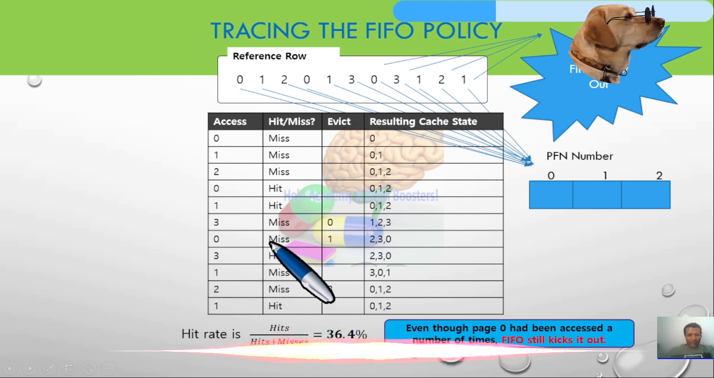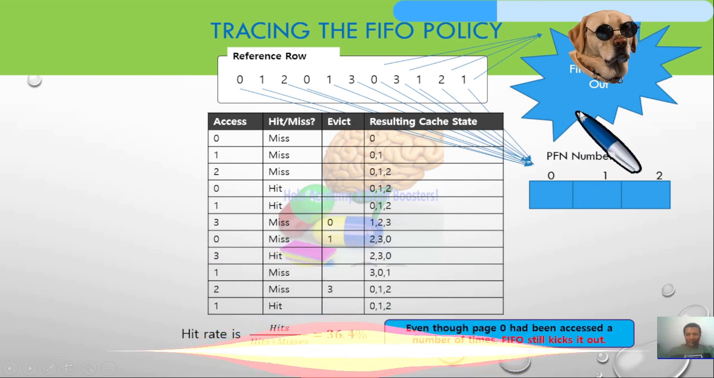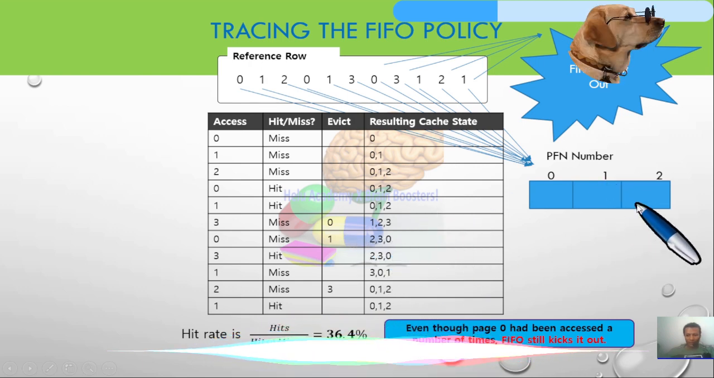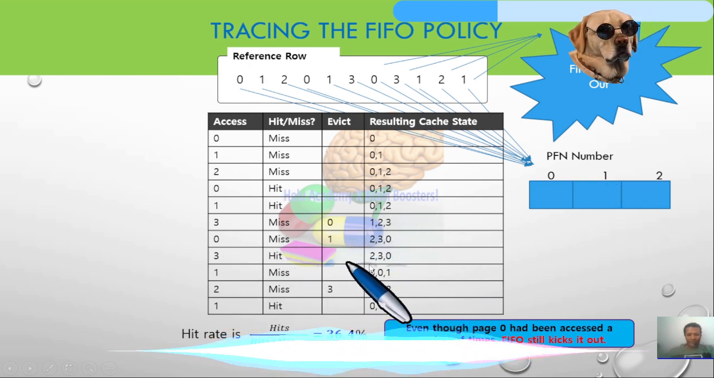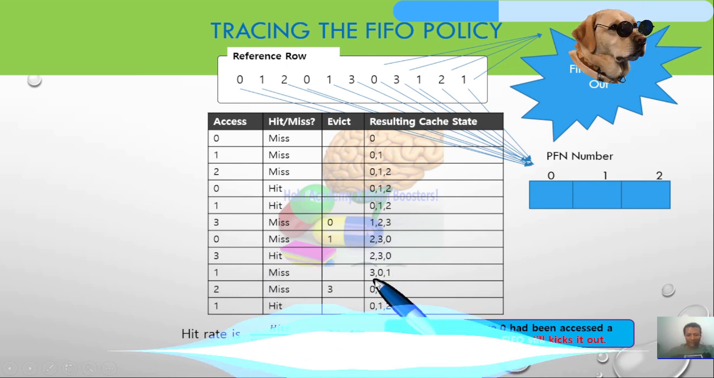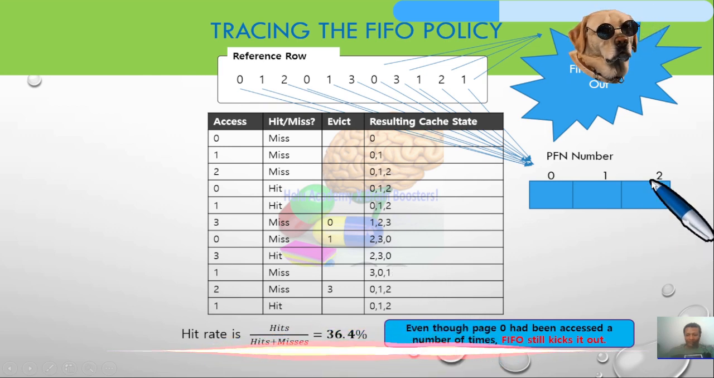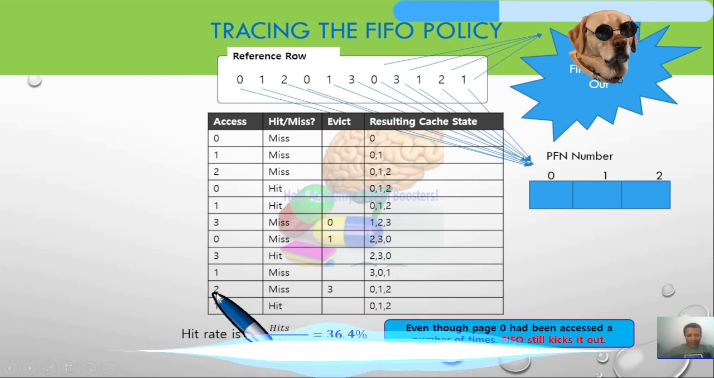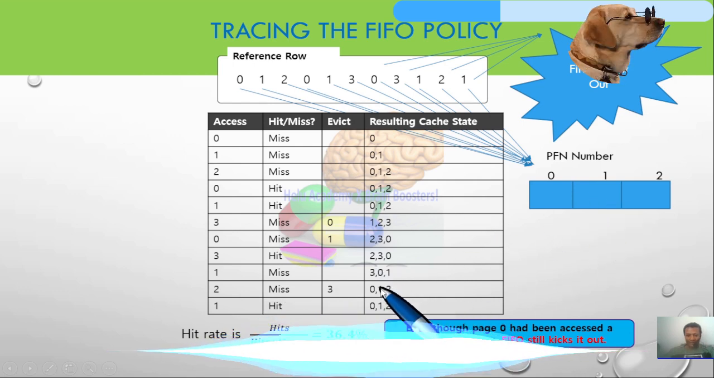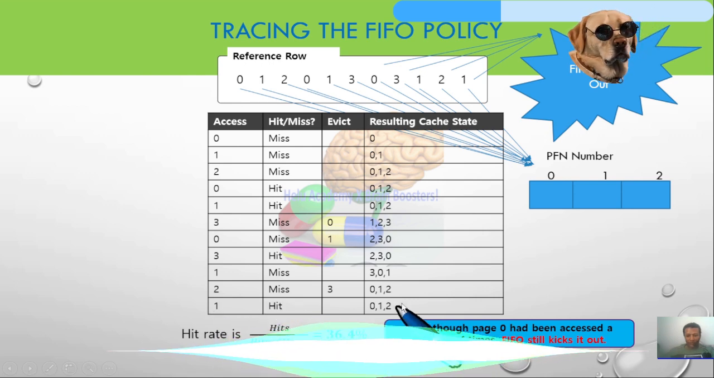Then 0 is a miss. Which one is the first in? 1. So 1 will be replaced and 2, 3, 0 will be the state. 3 is a hit, 2, 3, 0. 1 is a miss, then 3, 0, 1, because 2 was the first. Then 2 is a miss, then 3 will be replaced, 0, 1, 2. Then 1 is a hit, 0, 1, 2.